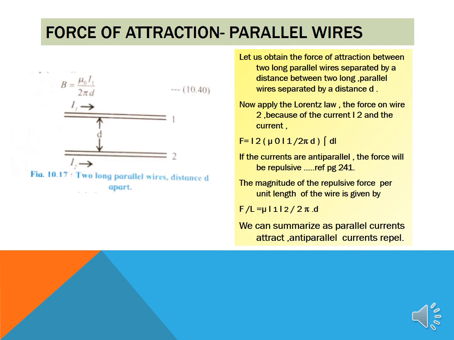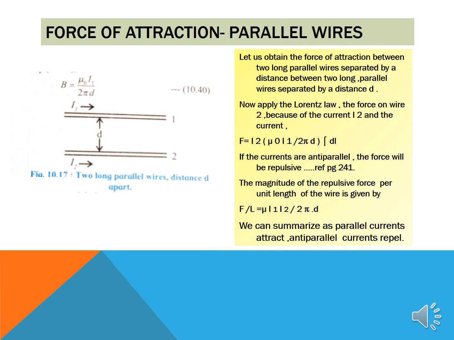The last topic for part 2 of the magnetic field due to the electric current is the force of attraction between two long parallel wires. As an application of the result obtained in the last section, let us try to find out the force of attraction between two long parallel wires separated by a distance small d. Let the currents in the two wires be I1 and I2, as you can see in figure 10.17. It is indicated by a formula that the magnetic field is mu naught I1 divided by 2 pi d.